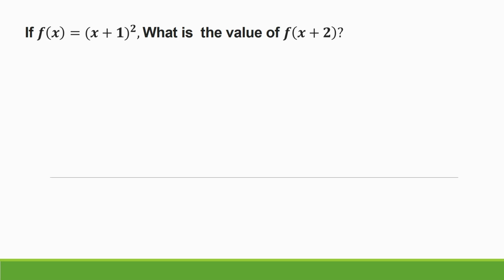So our given question is, if f(x) is equal to (x + 1) whole square, what is the value of f(x + 2)? So our given function is f(x) equals (x + 1) whole square, right? And our required function is f(x + 2).